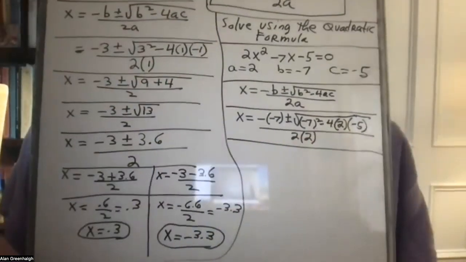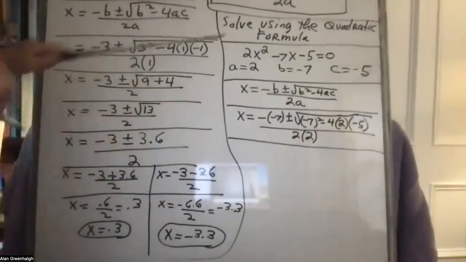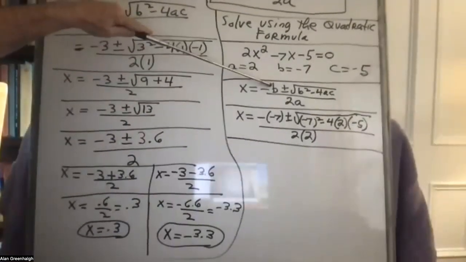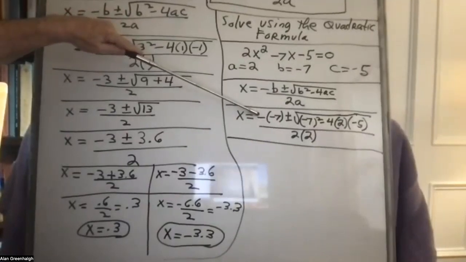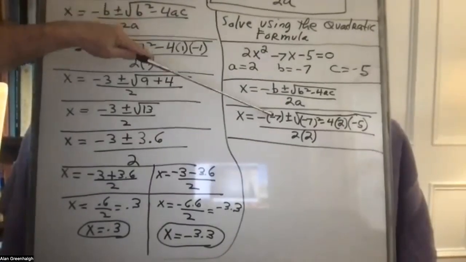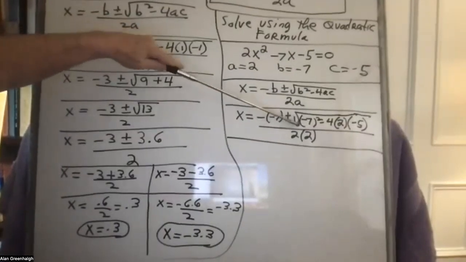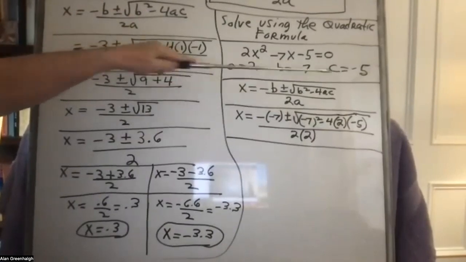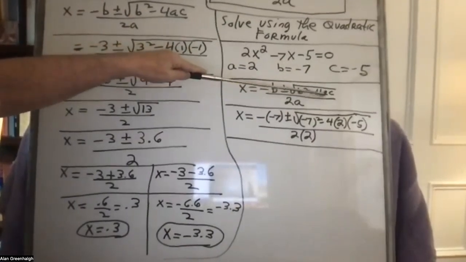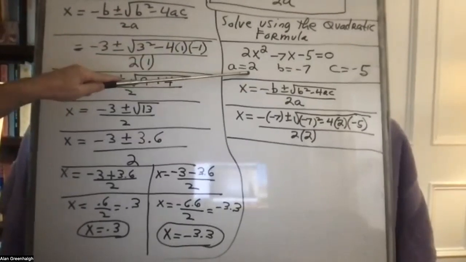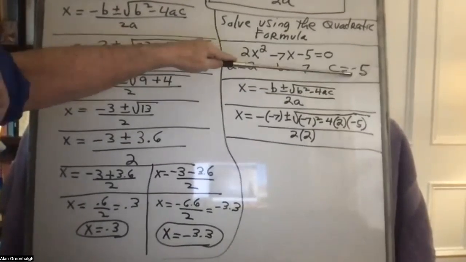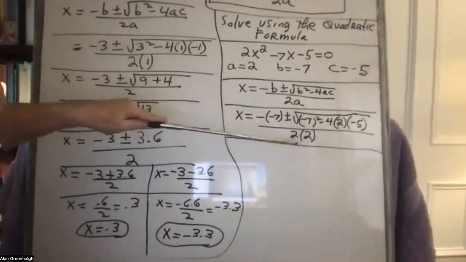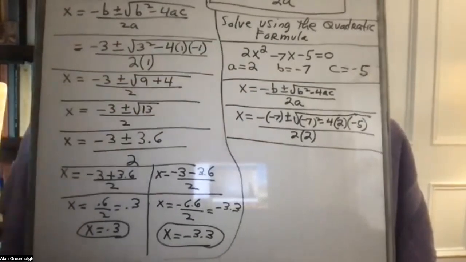Now, again, I'm just checking my work. The formula says -b, so whatever b is, there has to be a negative sign outside of it. So it's -7 plus or minus the square root of -7 squared minus 4, which is in the formula, times a, which is equal to 2, times c, which is equal to -5. So I feel confident that I've done the substitution correctly.